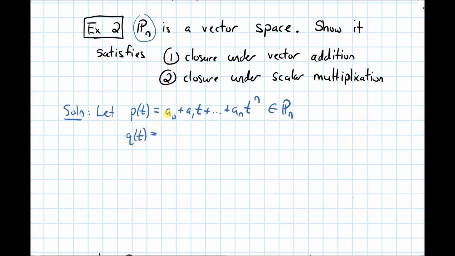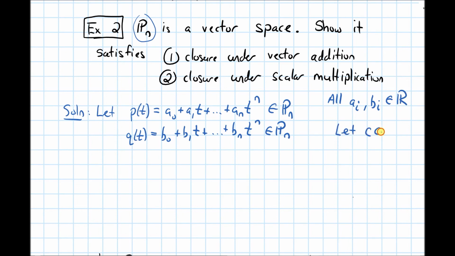And I'm going to let q of t also be an element of Pn. But q of t may have different coefficients from p, so I'll call those b naught plus b1t plus dot dot dot plus bn t to the n. So this is also in Pn. That means that all ai and bi are real numbers. And then I'm also going to let c be a real number. I'm going to introduce c so that when we talk about scalar multiplication, we have that in place.